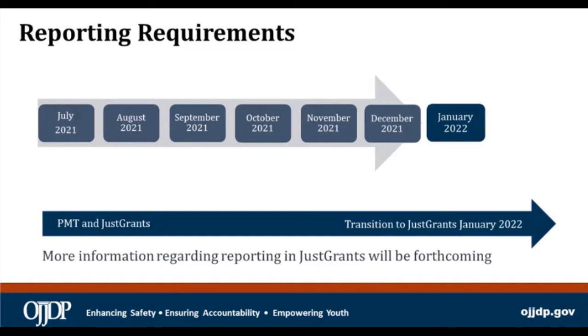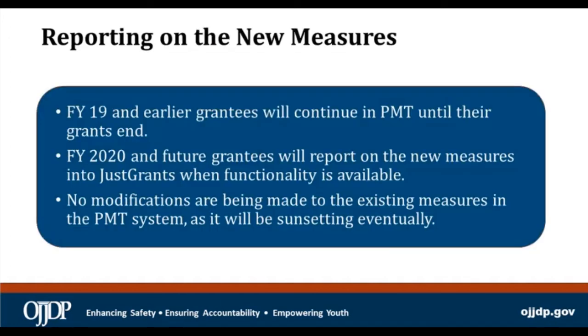Reporting on the new measures. If you are a 2019 and earlier grantee, this training is not directed at you, but you are welcome to stay to learn more about the new measures. Regarding the 2020 and future grantees, even though Just Grants does not yet have the functionality to accept data for the new measures, these trainings are being conducted to ensure that you begin tracking data in support of the new measures. Doing so ensures that you can report your program data once the system functionality is available. Lastly, no modifications are being made to the existing measures in the PMT system, as it will be sunsetting eventually.